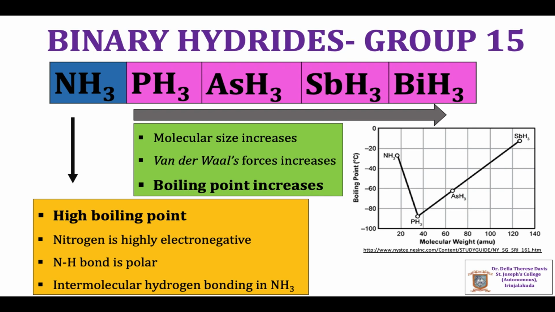The electronegativity of phosphorus is very close to that of hydrogen, so the PH bond is not polar and there is no possibility of intermolecular hydrogen bonding in phosphorus hydride. Thus, the boiling point of ammonia is higher than that of PH3.